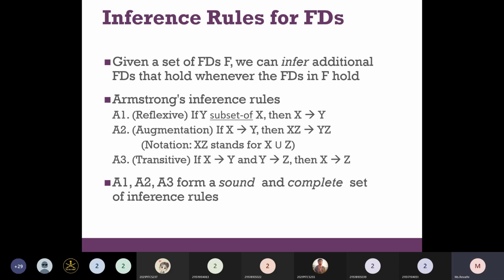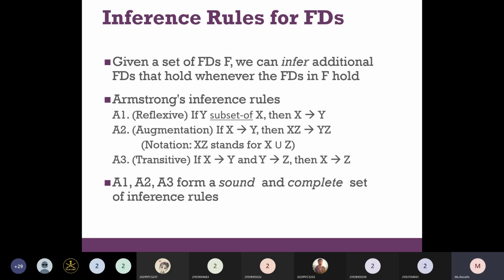From the functional dependencies, we can derive some inference rules, which may be used in further normal forms. When coming to third normal form, we will discuss transitive dependencies. So what is transitive? These are some inference rules derived from functional dependency. The functional dependencies in F infer some additional functional dependencies that hold whenever the FDs in F hold. They satisfy the Armstrong inference rules: reflexive, augmentation, and transitive.